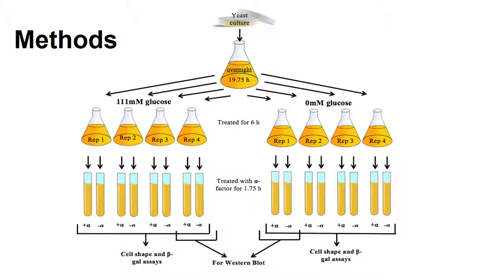We added 111 millimolar glucose or 0 millimolar glucose in the presence or in the absence of alpha factor. In the end, this gave us 4 different treatment combinations. For each treatment, we had 4 replicates. The overnight step took 19.75 hours and the treatment duration was 6 hours. We added the alpha factor 2 hours before analysis. We used cell shape assay, beta-galactosidase assay, and Western blot assay to analyze our replicates. All the data were from week 2.